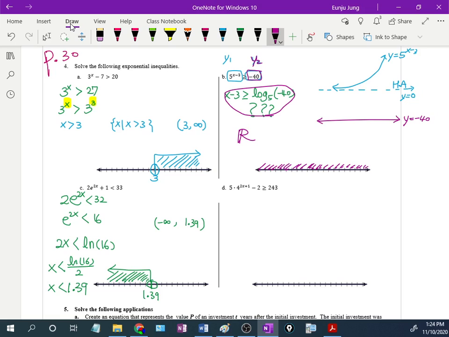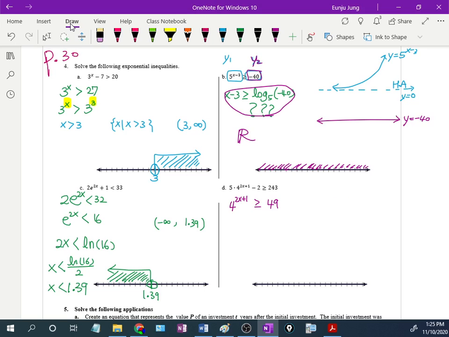Okay. Now let's do number 4D. First of all, what do I need to do? Add 2 on both sides, right? 245. And then what's the next step? Divide both sides by 5. So 245 divided by 5, what do we get? 49? Okay.